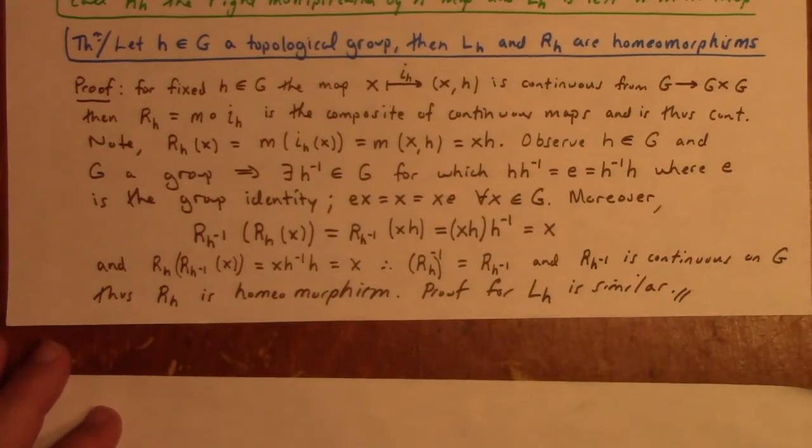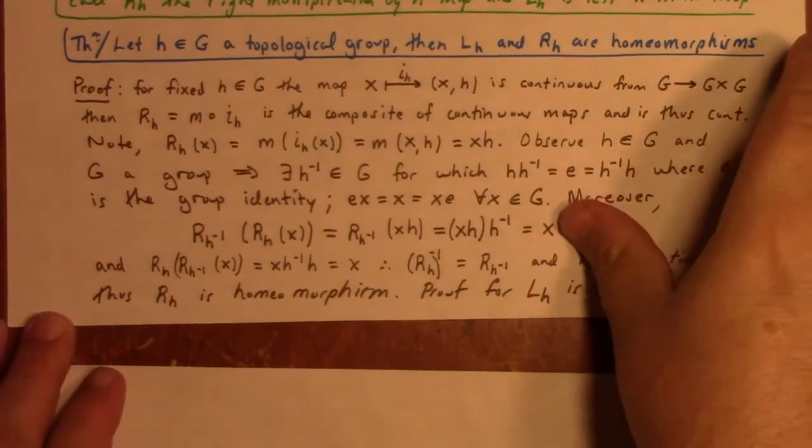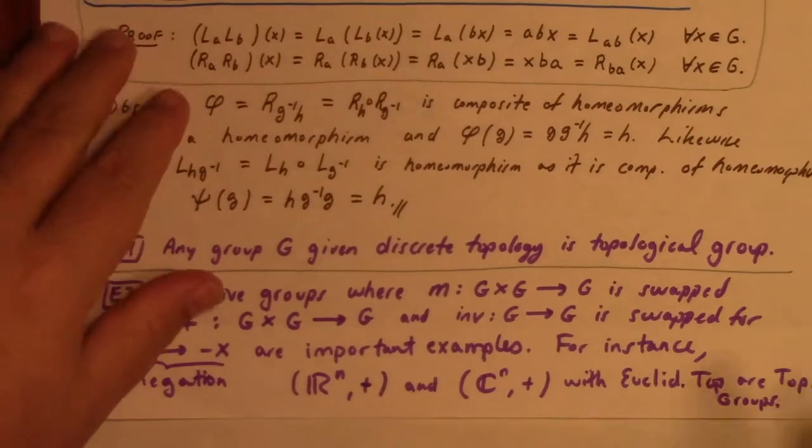The proof that the left multiplication maps are homeomorphisms is similar. I probably should have made that a homework, but oh well. Let's see here. So up next, a lemma.